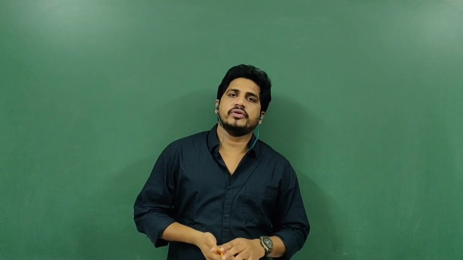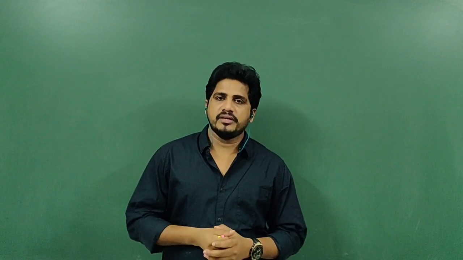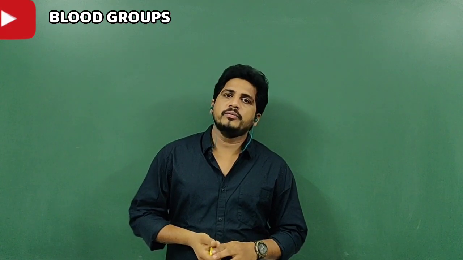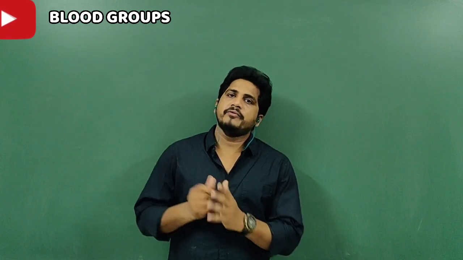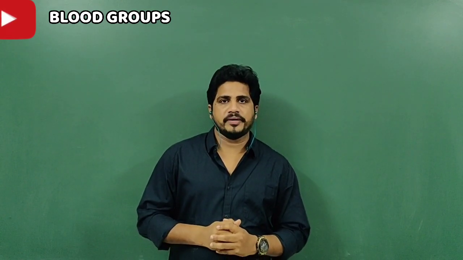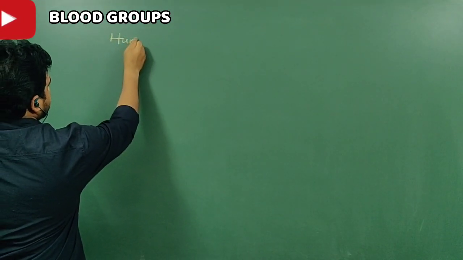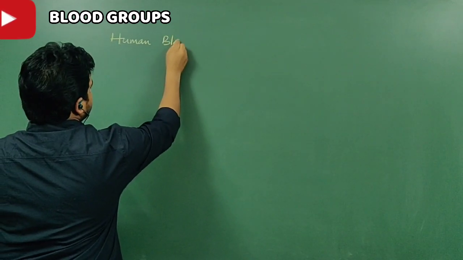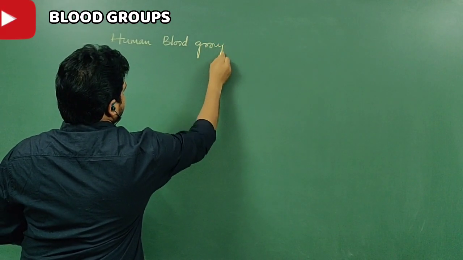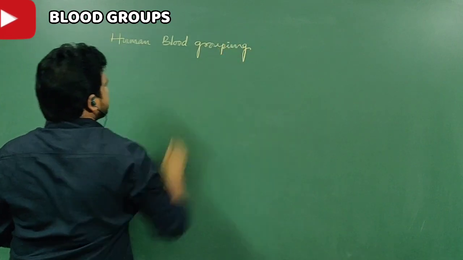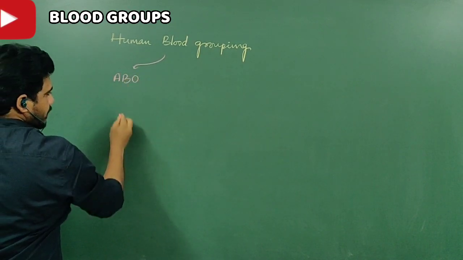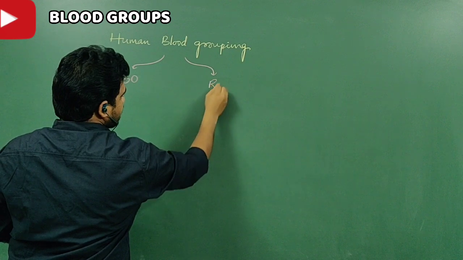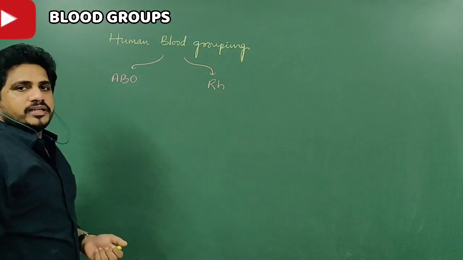In this biology session, I am going to discuss a very important concept, that is blood groups. In humans, there are two types of blood grouping systems. One is ABO blood grouping, another one is RH blood grouping. Let us see in detail. Human blood grouping. As I mentioned just before, ABO blood grouping as well as RH blood grouping. Everything you will come to know in detail, no worries.